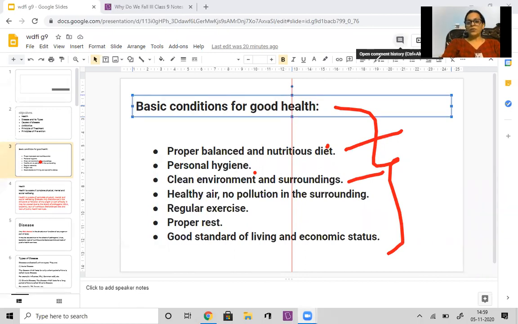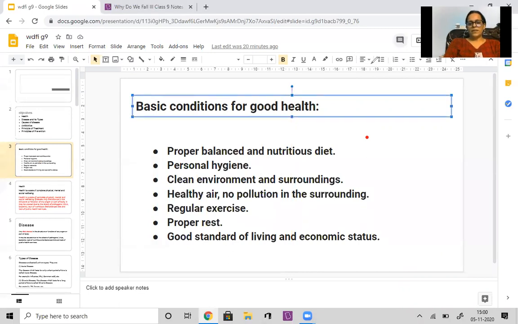Healthy air, no pollution, proper rest is required. When there is a sports meet in your school, at that time you are continuously busy in sports practice, games and races, and some of you fall sick. Do you know why? Because you are not getting proper rest, right?